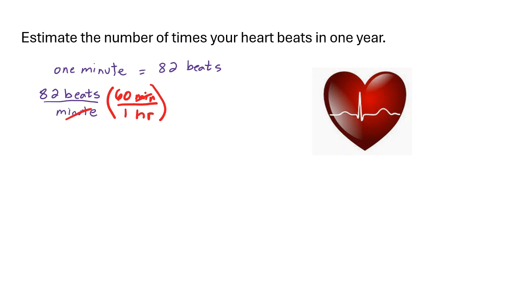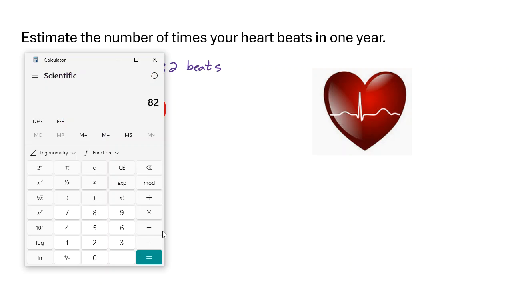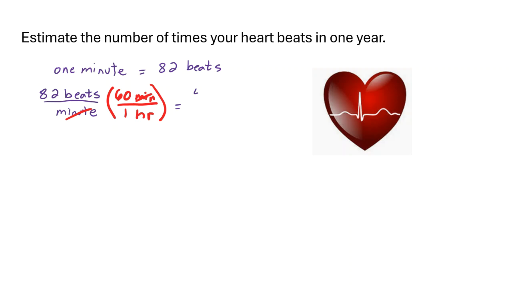And now I take 82 times 60. We'll get my handy dandy calculator. 82 times 60, and we get 4,920. So now I'm up to 4,920 beats per hour. I've got hours left here, and the minutes are gone. We want to continue this scaling until we get up to a year. So what are we going to do next? Probably days, right? So how many hours are in a day?